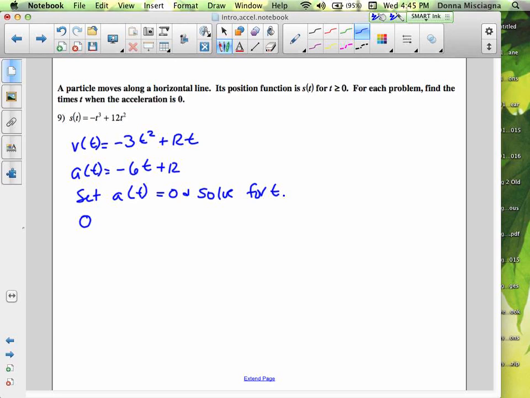So we have 0 equals negative 6t plus 12. So negative 12 equals negative 6t, and 2 equals t. So at t equals 2 seconds, the acceleration is 0.